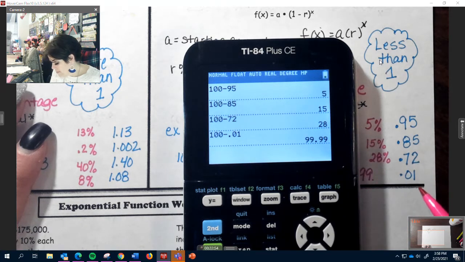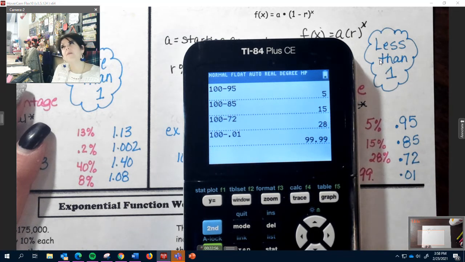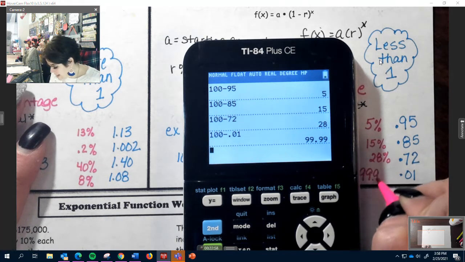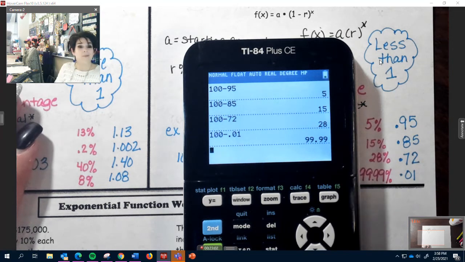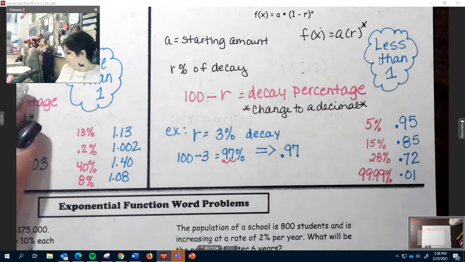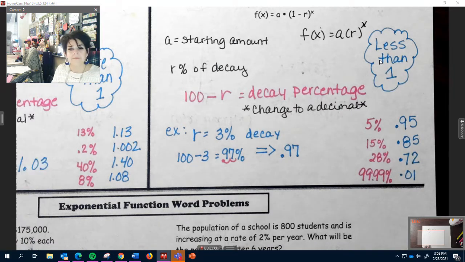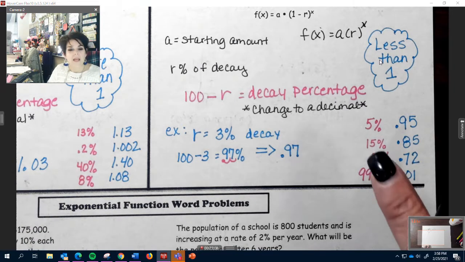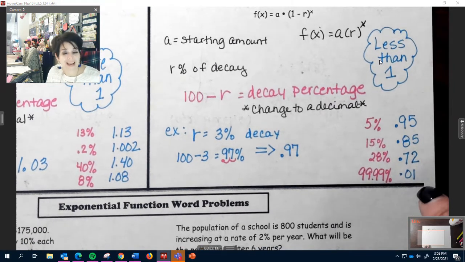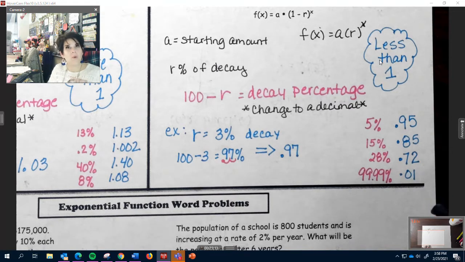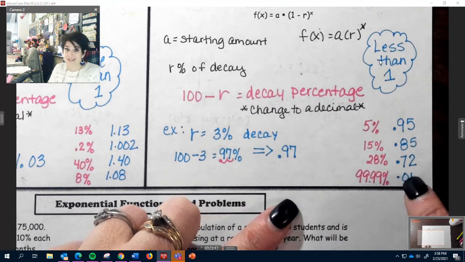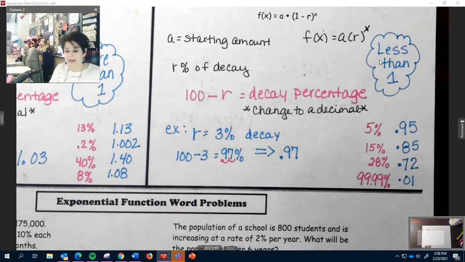Did I do that right? Yeah, 99.99% decay. Like everything went away on that one, like it lost it all. That one's kind of a different one. If this would have been 0.99, then it would have been a 0.01% decay. This means that's all you're left with each time. That's very bad.